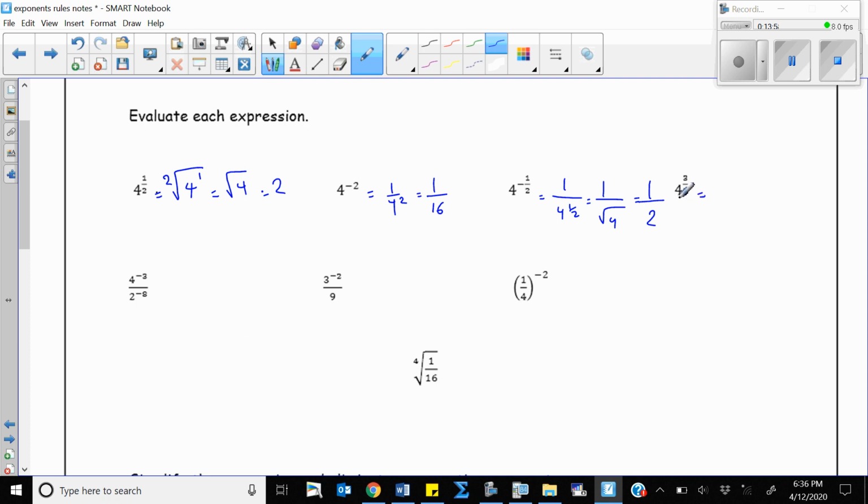Next one is 4 to the power of 3 over 2. Again, the power or the exponent is a fraction. So this will be a radical form. Radical 4, the power of this 4 is going to be the top of the fraction. And the index of the radical will be the bottom of the fraction. So this will be the answer. I can simplify this.